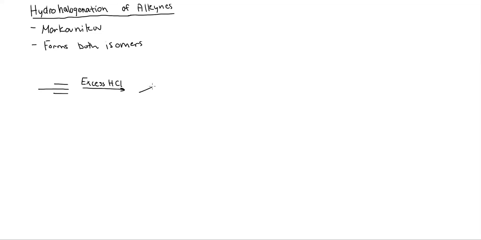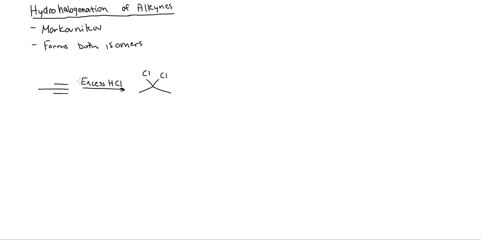So I'm going to get rid of both of the pi bonds. My 2 hydrogens went here, and so my 2 chlorines went here. So I made a geminal dihalide, a geminal dihalide. That's what this looks like with a terminal alkyne. We'll talk about the mechanism of that shortly.